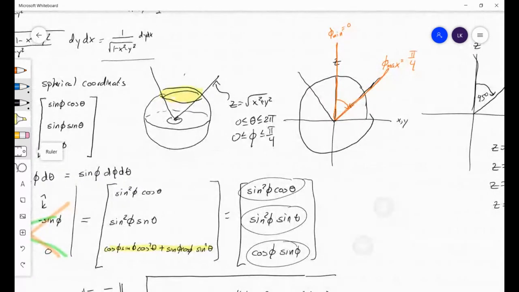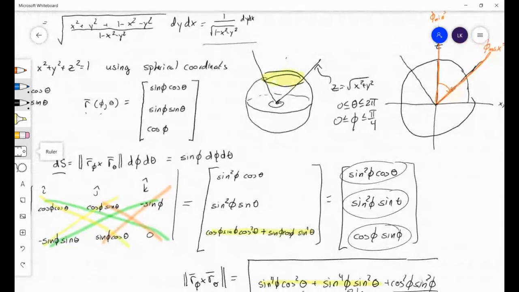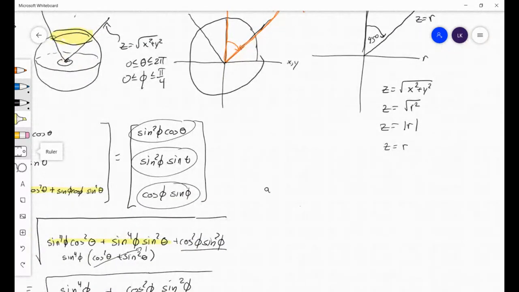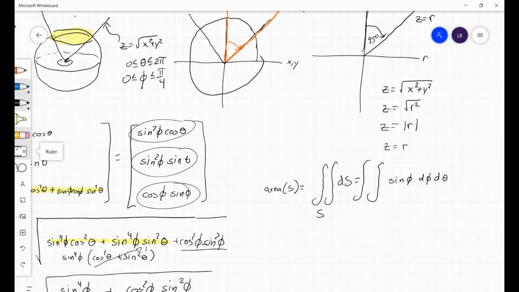Okay, so that's our parameter space. Now that we have our differential area element and the bounds for our integral, we're ready to do the actual integration. All right, so let's do it. The area of our sphere inside the cone is the integral over our surface dS. The dS turned out to be sine phi d phi d theta, and the bounds of integration are theta from 0 to 2 pi, and phi from 0 to pi over 4.